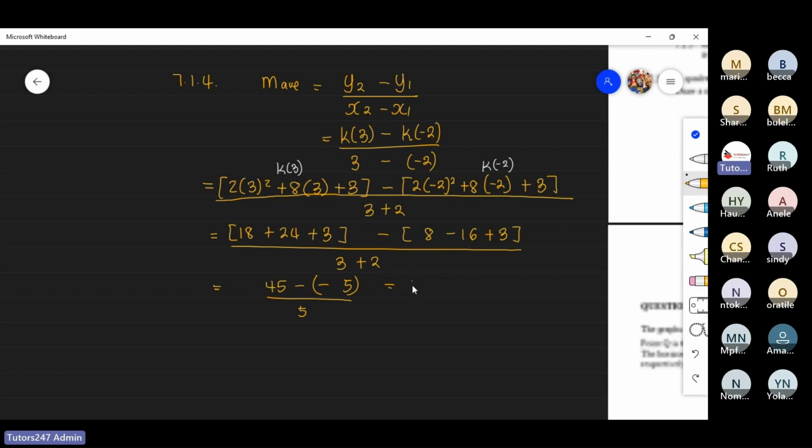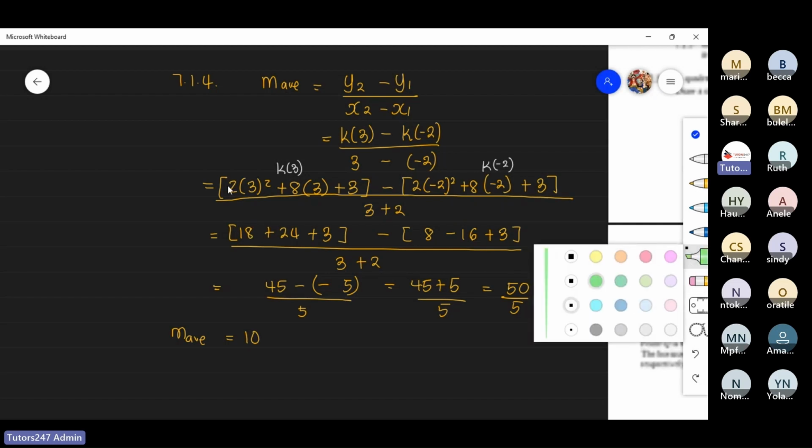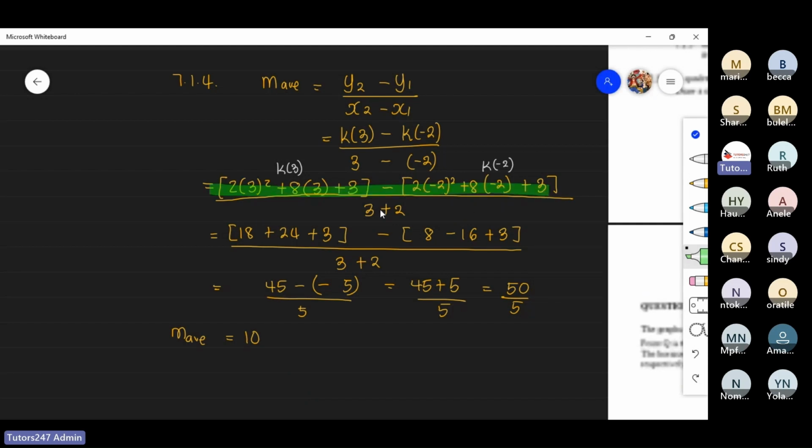That's going to be 45 plus 5 over 5, which will give me 50 over 5, and my average gradient is therefore 10. If you wanted to, I don't have a calculator with me, that's why I didn't do that, but if you wanted to, you could have straight away put this into your calculator and automatically arrived at 10. That way you could have skipped the 2 steps in between. Whichever works for you is completely fine.